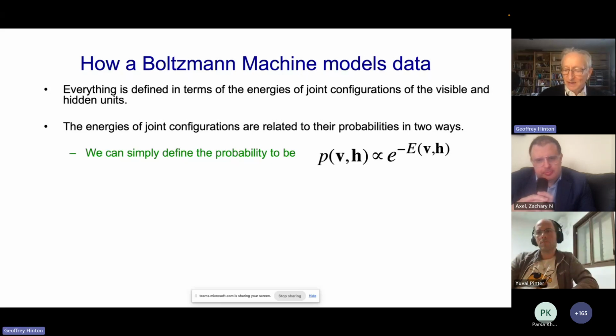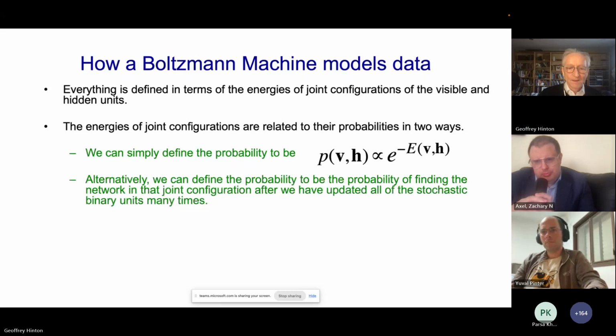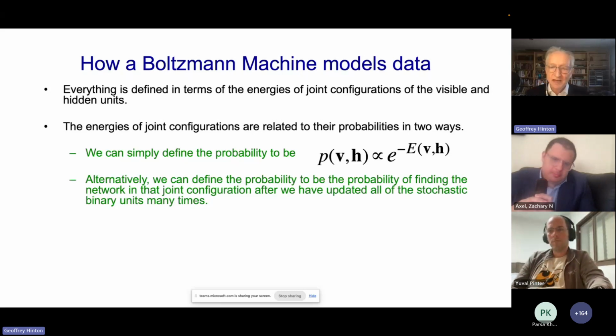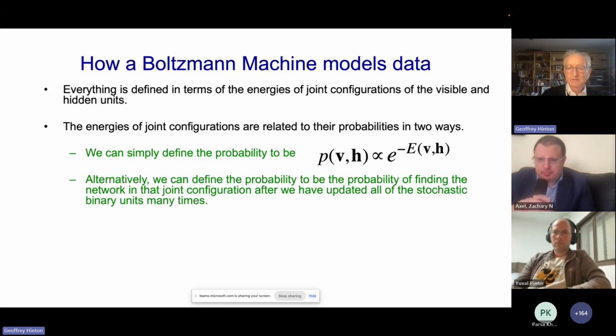There's another way of thinking about the probability, which is to say, okay, take this Boltzmann machine and start updating the units stochastically.